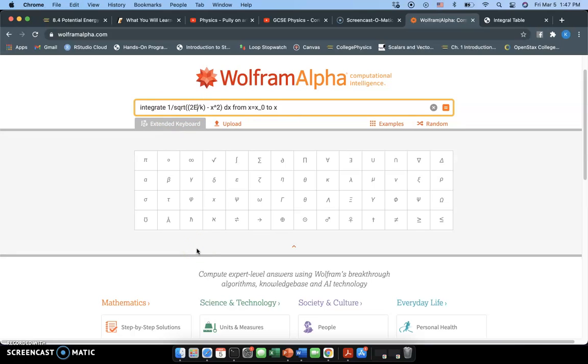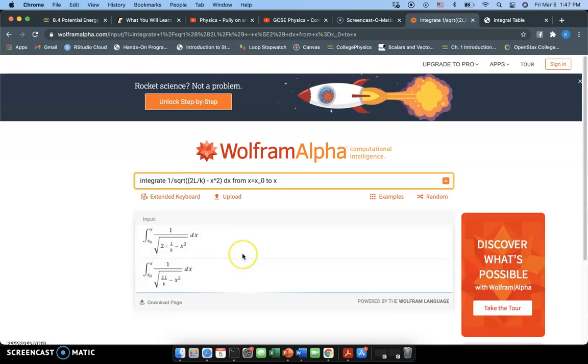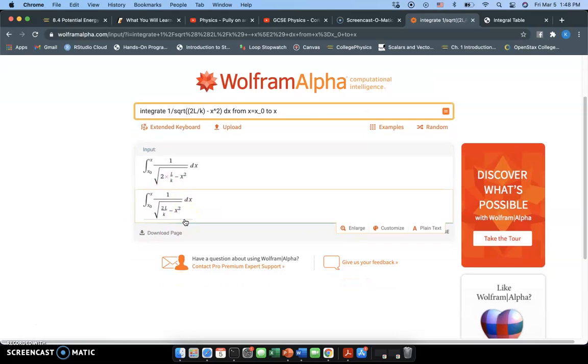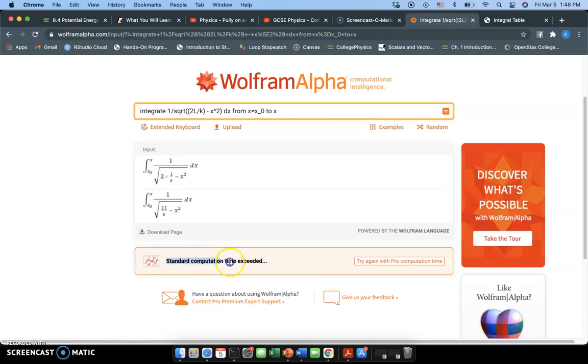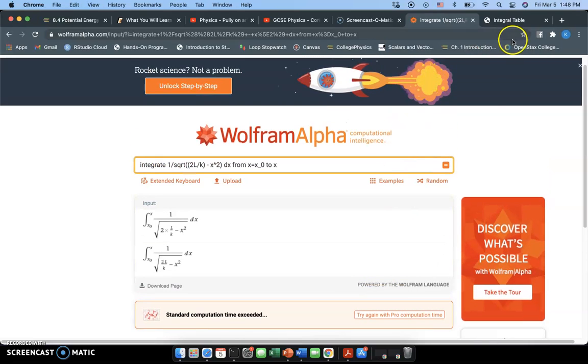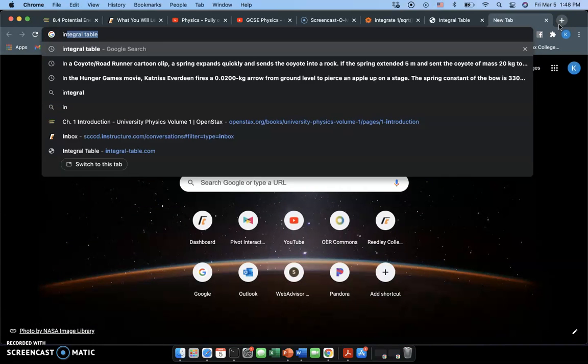I had an e there initially so that I knew that that was my energy, but it thought I wanted lowercase e, which is a constant, so I just put in L as a placeholder. Okay, so then I got it going, and it's reading it correctly. This is what I want, but it does not give me my answer. So it says try again with Pro, but I don't want to buy anything. Okay, so then what I do is I'll go ahead and Google integral table.